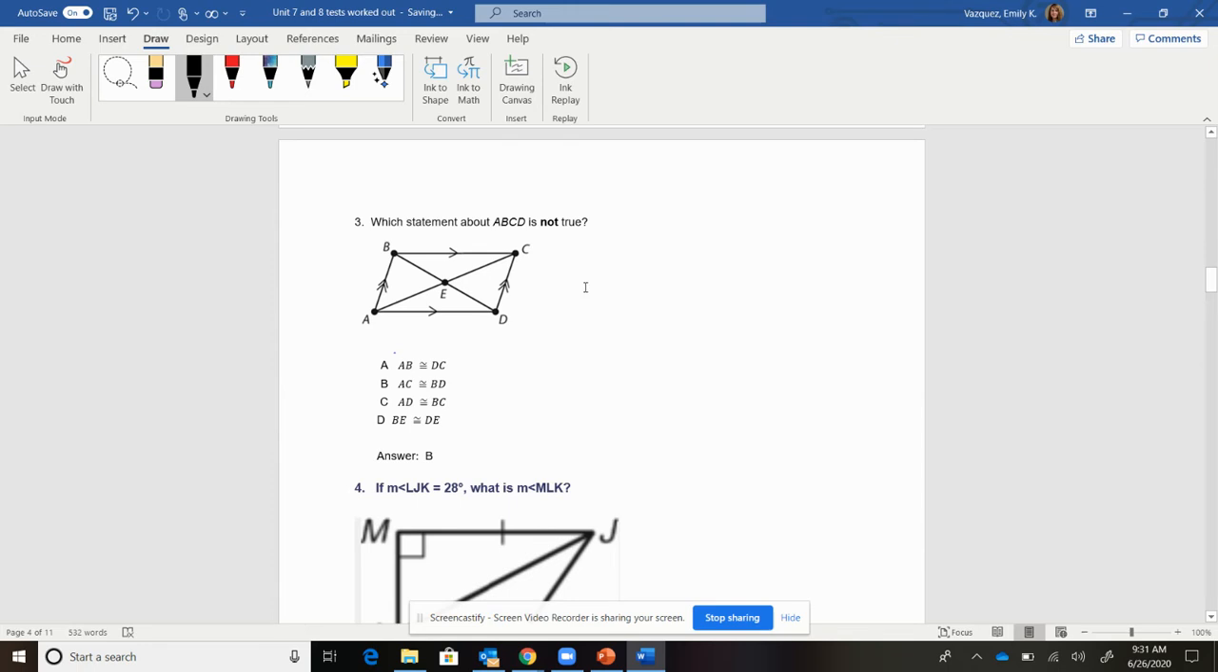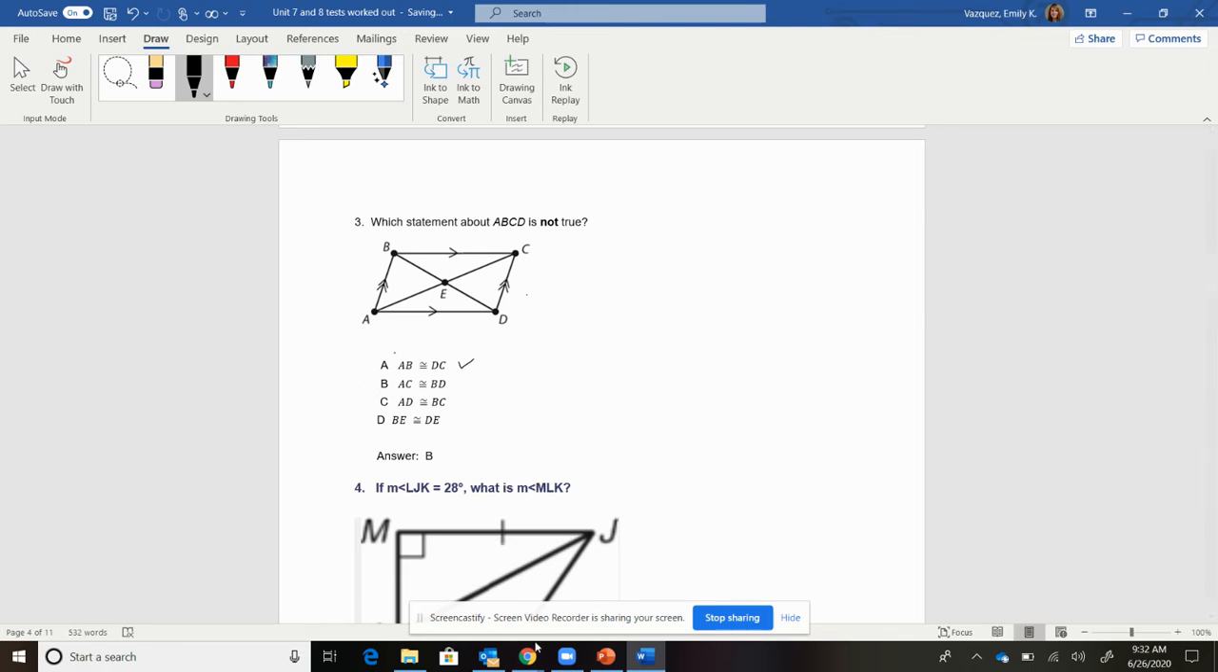Number 3, which statement about ABCD is not true? So obviously this is a parallelogram because it has all of those little arrows on the sides, okay? So what about ABCD is not true? Is AB congruent to DC? Yes, that is true, right? We already said that with, I think, the first question on this section, that the opposite sides are congruent. Is AC, the diagonal AC, congruent to the diagonal BD?